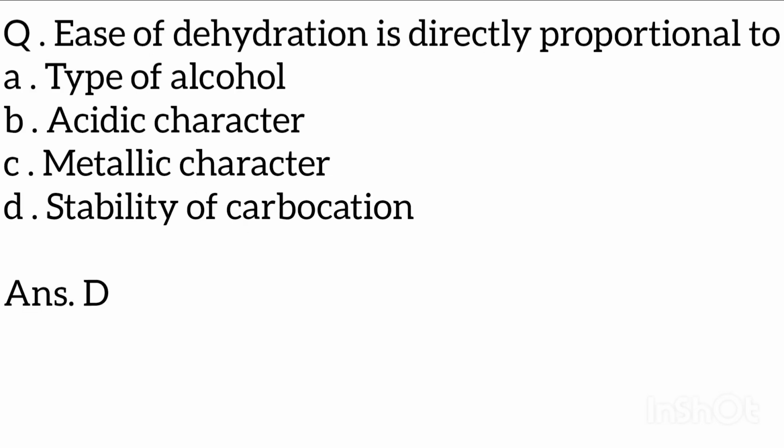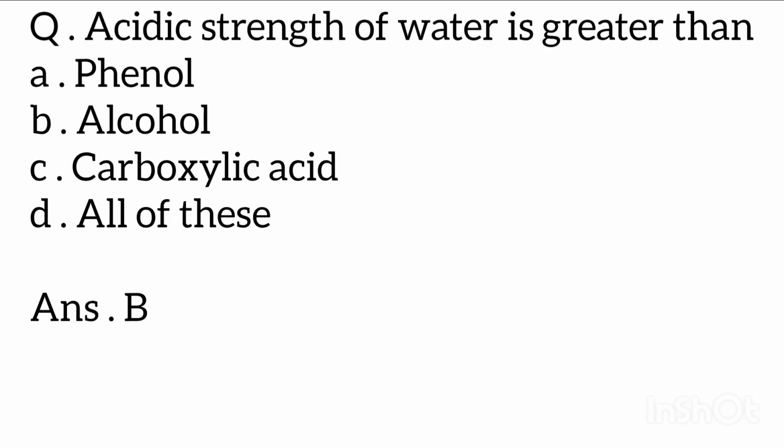Next question. Ease of dehydration is directly proportional to option A type of alcohol, option B acidic character, option C metallic character, option D stability of carbocation. So the answer of this question is option D, stability of carbocation. Next question. Acidic strength of water is greater than option A phenol, option B alcohol, option C carboxylic acid, option D all of these. So the answer of this question is option B, alcohol.